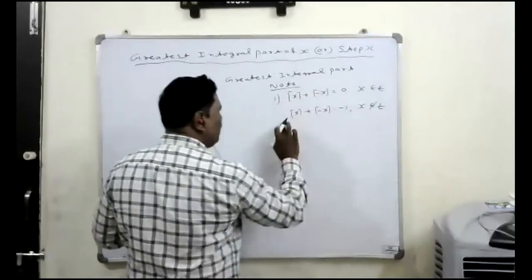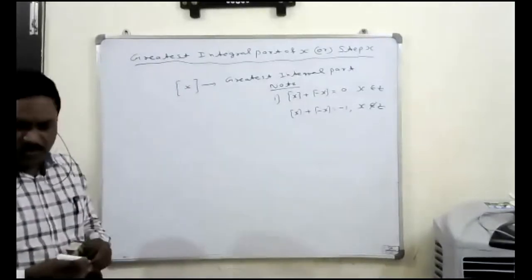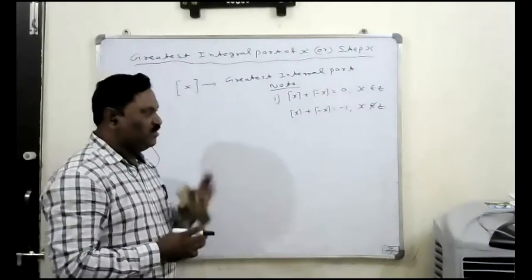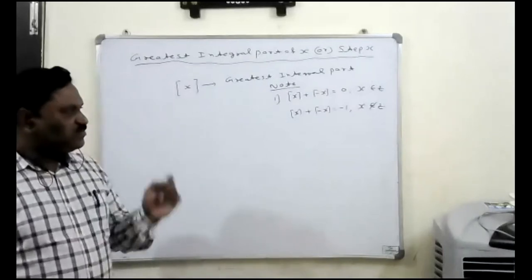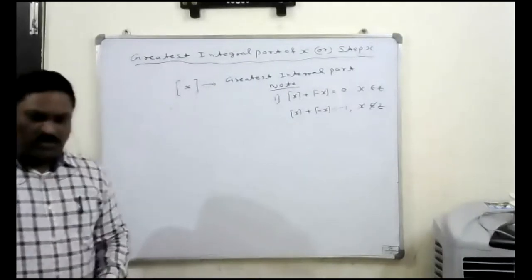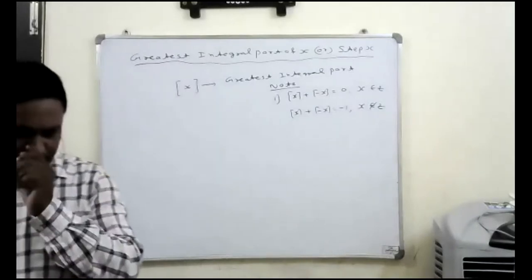First point, integral part of the x plus integral part of the minus x is equal to 0 if x belongs to Z. Integral part of the x plus integral part of minus x is equal to -1 if x does not belong to Z.